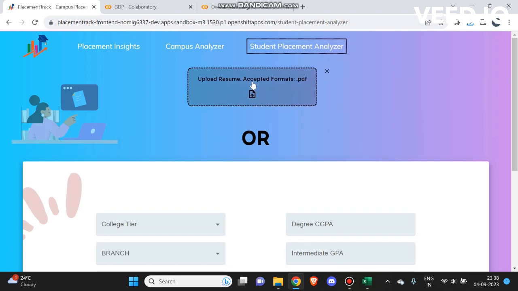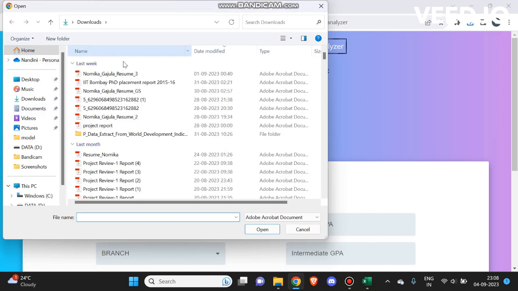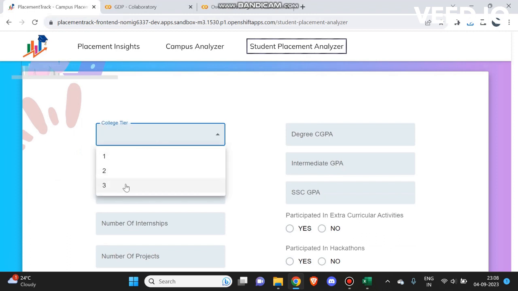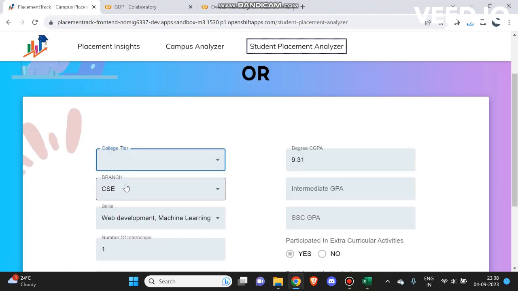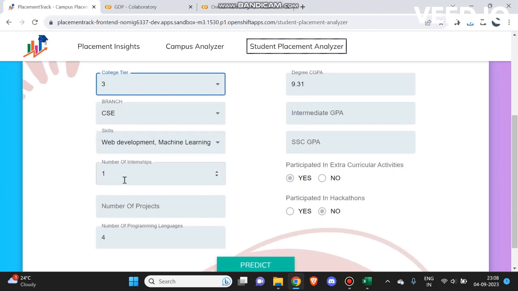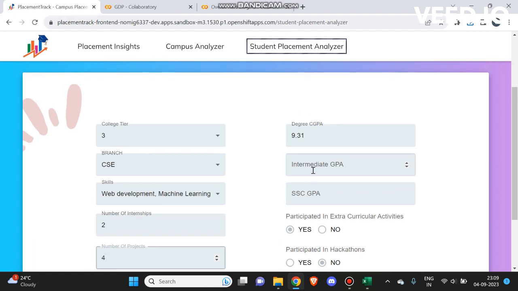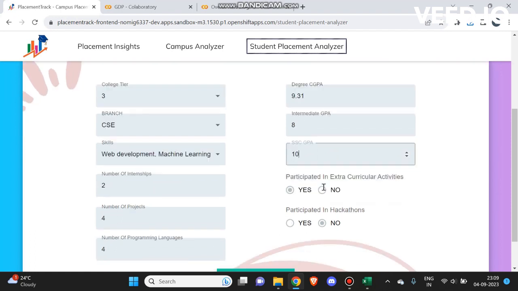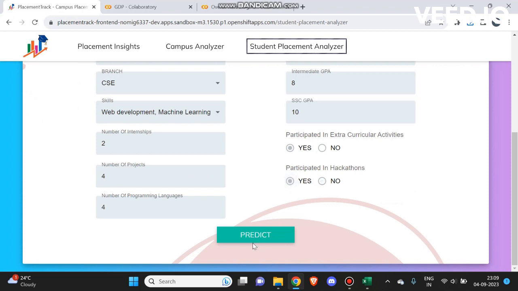So let's take a look at it. Here I am going to upload my resume. So this is my resume, and some of the details are automatically filled, and some of the details need to be filled by the student. Number of internships 2, projects 4, 9.7, 10. And yeah, let's see what will happen if I click on predict.